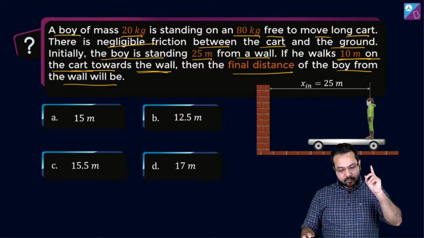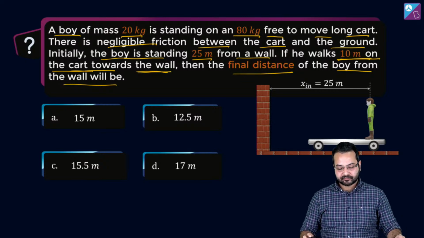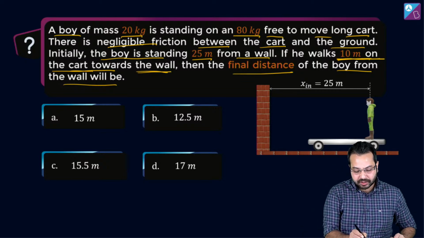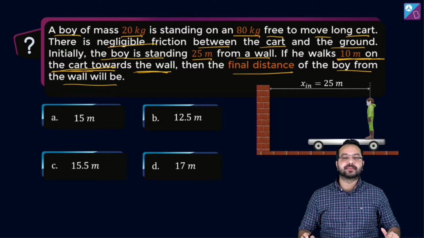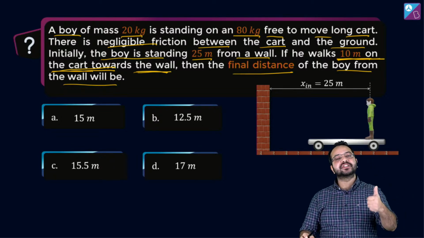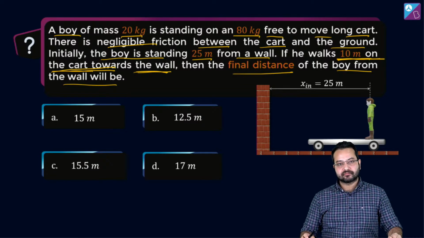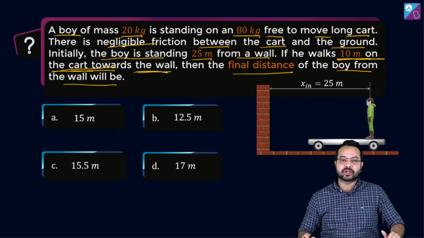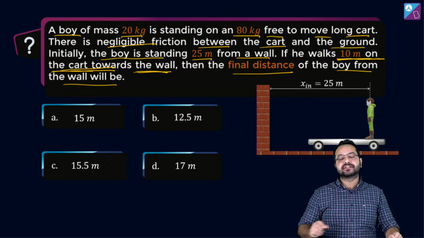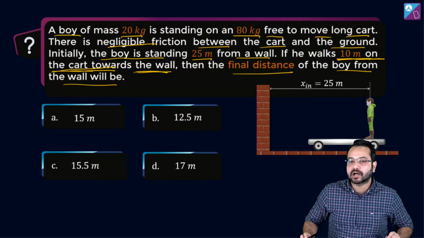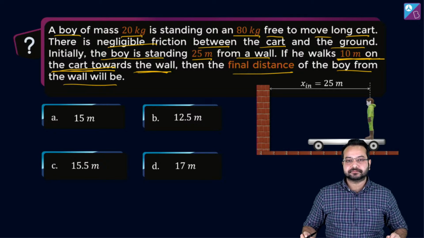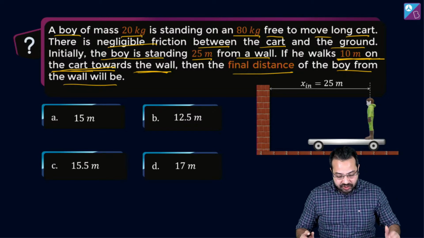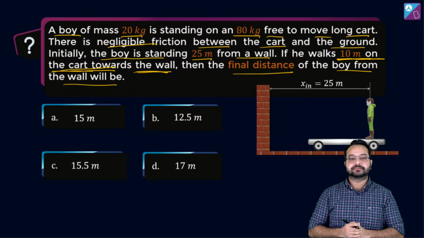Now my first question over here is, 10 meters on the cart towards the wall. What is this displacement with respect to? Is this displacement with respect to the ground, or is this displacement with respect to the cart? That is the key catch in this question. Can you answer this part of the question?